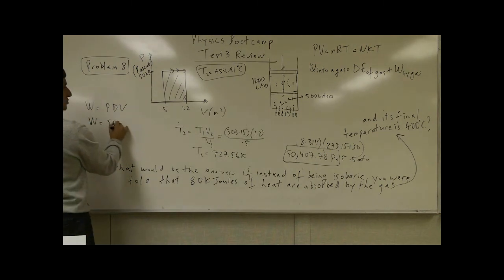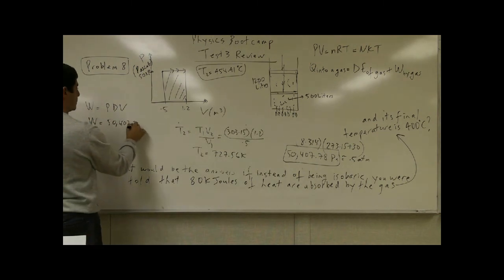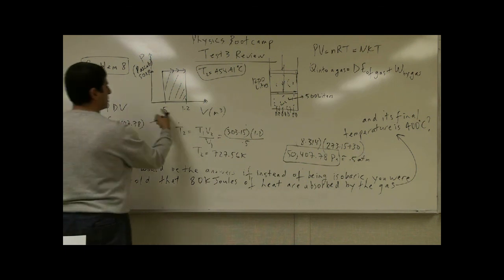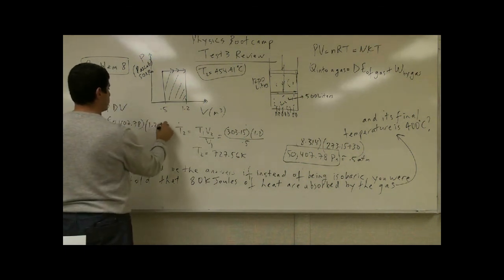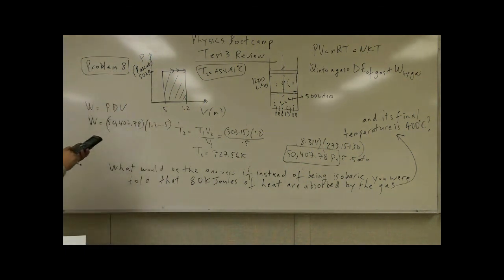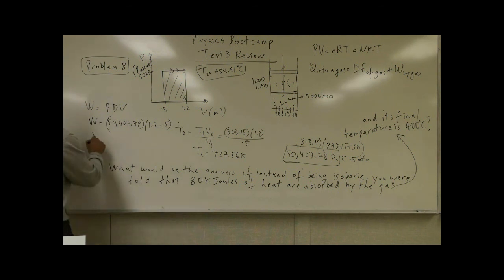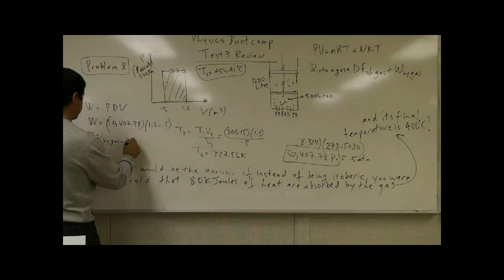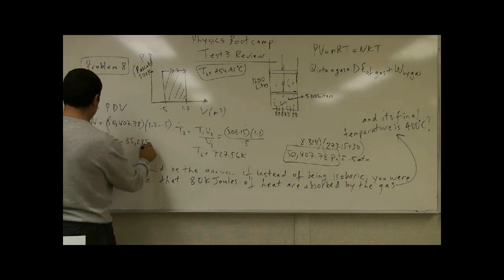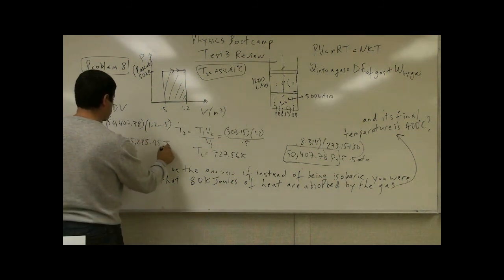So 50,407.78 times the difference of that, 1.2 minus 0.5. So 50,407.78 times 1.2 minus 0.5, 0.7. So the work done by the gas is going to be 35,285.45 joules.